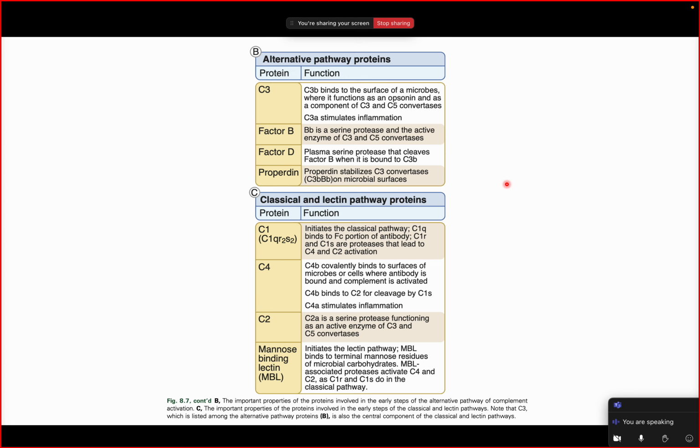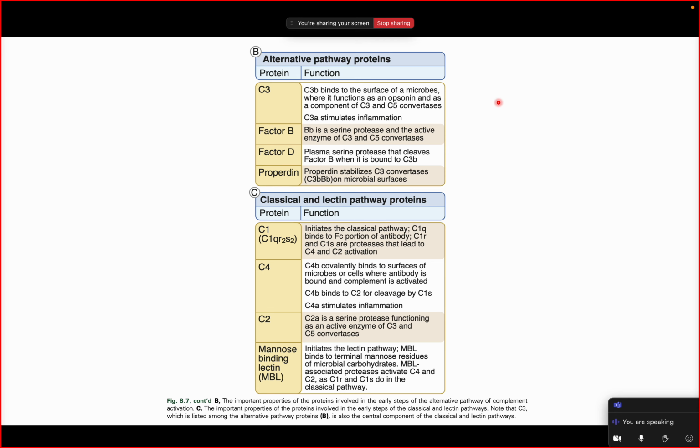So that Bb unit is there, right? So it must be coming from a protein. That protein is called factor B. Then factor D, a plasma serine protease that cleaves factor B when it is bound to C3b. Properdin stabilizes C3 convertases, C3b and Bb, on the microbial surface.